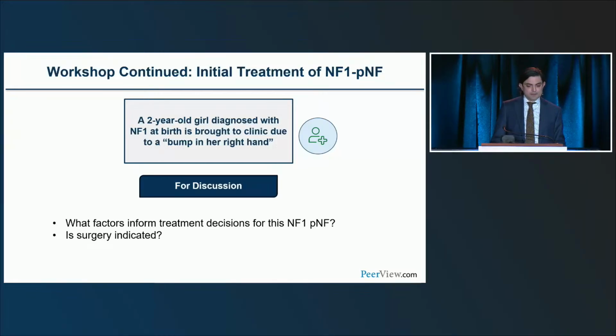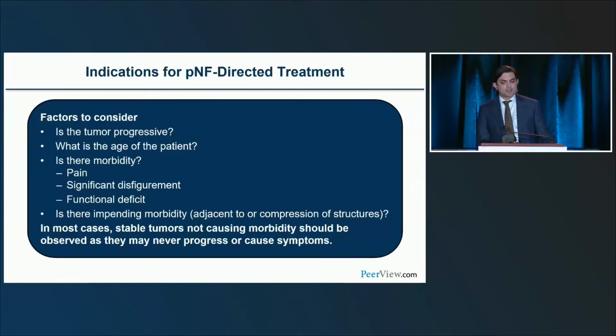So, what factors should inform our decisions about treating, and is surgery indicated in this case? Not all plexiform neurofibromas need to be treated, and that's very important to understand. As I said before, some of these tumors can be completely asymptomatic and be stable for many years without causing any morbidity. So sometimes we just monitor these patients by bringing them routinely for physical exam, neurologic examinations, and when necessary also periodic MRIs to more objectively measure the size and the MRI characteristics of these tumors.